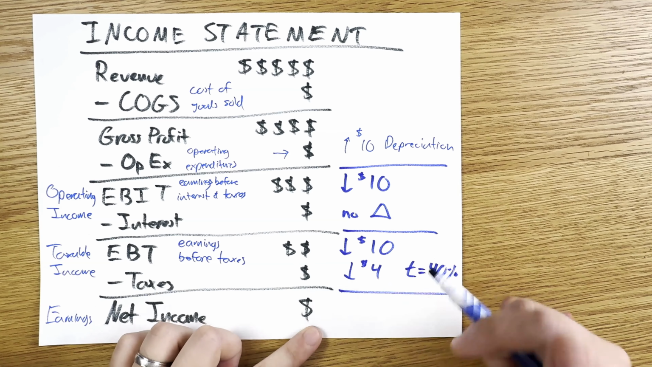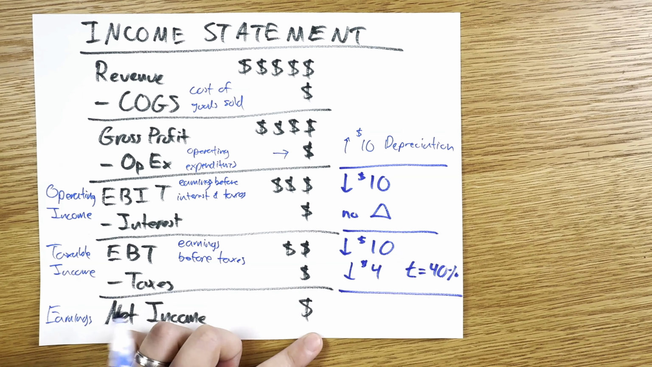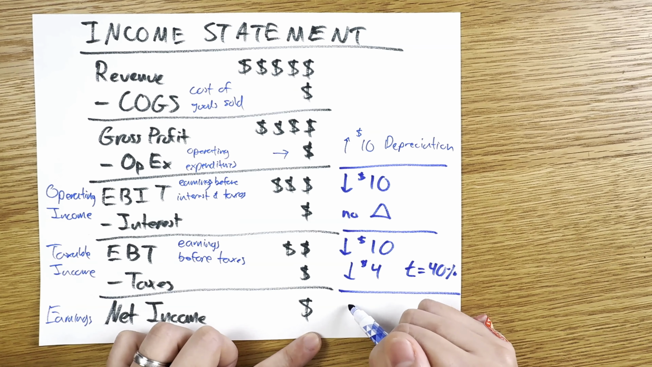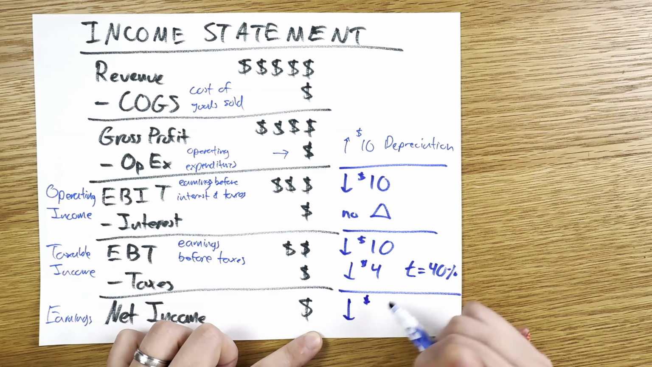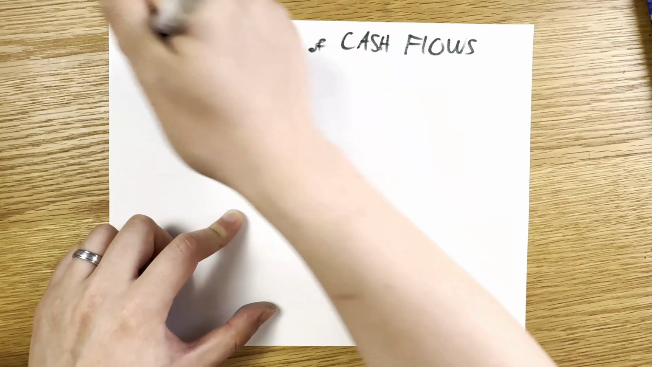Back to our income statement. We're paying $4 less in taxes. So I have a $10 decrease in taxable income minus my decrease in taxes means I'm going to add it. So my net income is only going to be down by $6. And this will take us over to the statement of cash flows.